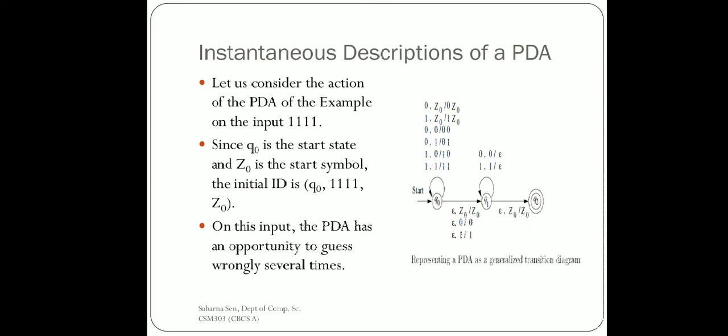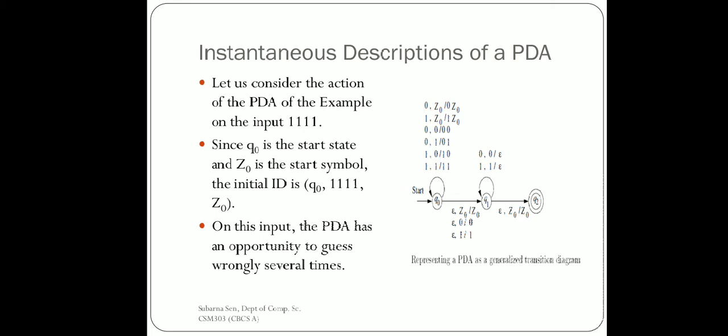So what we have designed, since q0 is the start state and z0 is the start symbol, means the initial content of the stack is z0 and q0 is the start state. So initial ID will be what? What is my state? Current state q0. What is the unprocessed input? Total input has not been processed yet, right? So 1111. Now, what is the stack content? That is z0.